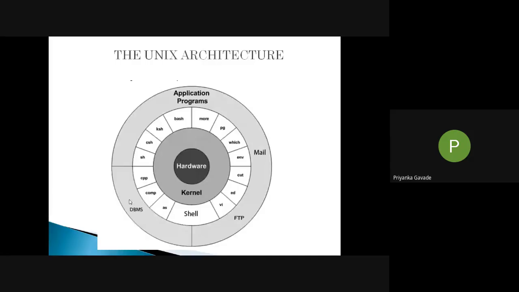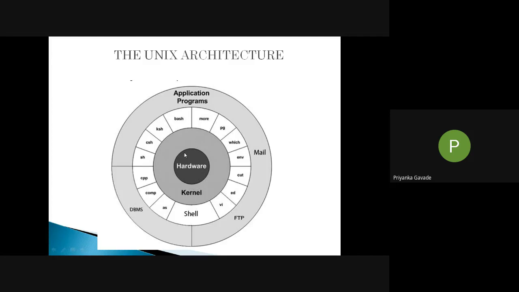UNIX architecture, right? Unix is a giant operating system. Therefore, before we move further, we'll have to understand the Unix architecture and its features. Looking into the diagram, the innermost circle is the hardware, right? After hardware, you have the kernel, correct? Then after the kernel, you have something called the shell, right? After the shell, you have the application programs, right?